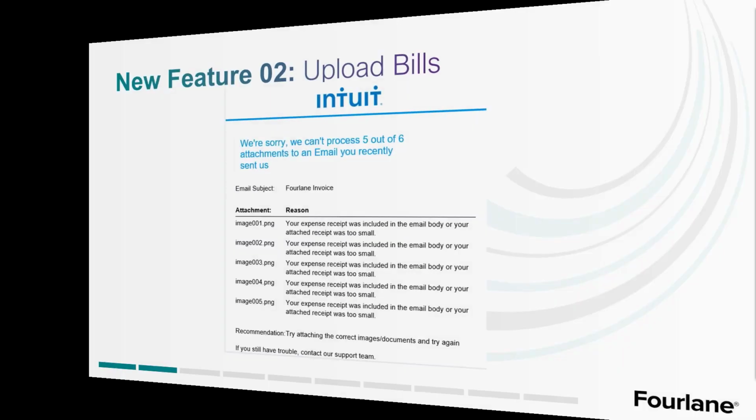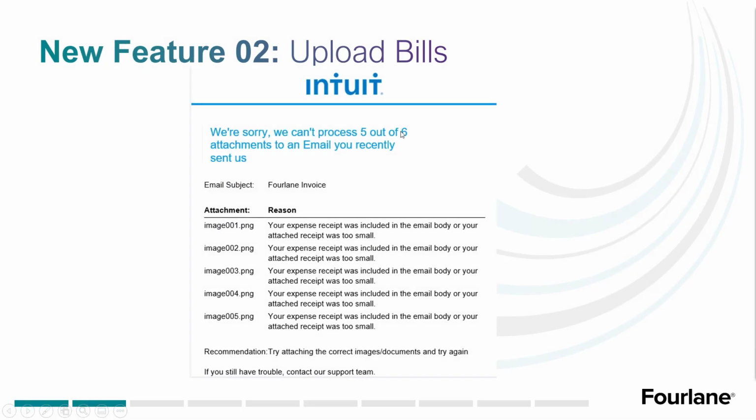Now in the email I sent, it did give me an error message. I just want to make sure you guys are aware of this as well. It says we can't process 5 out of 6 attachments to the email you recently sent us. And that's because there were a whole bunch of images in my email, things like my LinkedIn, Fourlane logo. It just didn't matter, but it did pick up the one attachment that mattered. Again, just in case.